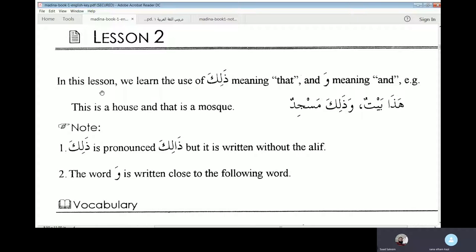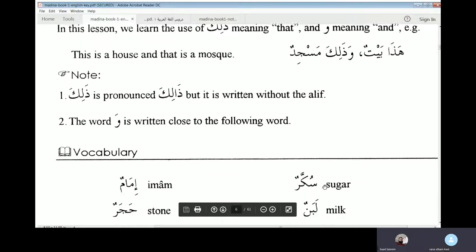Lesson 2. In this lesson, we learn the use of dhalika, meaning that, and wa, meaning and. Example, hada baytun wa dhalika masjidun. This is a house and that is a mosque. Dhalika is pronounced as dhalika, but it is written without the alif. The word wa is written close to the following word, like we almost join it.